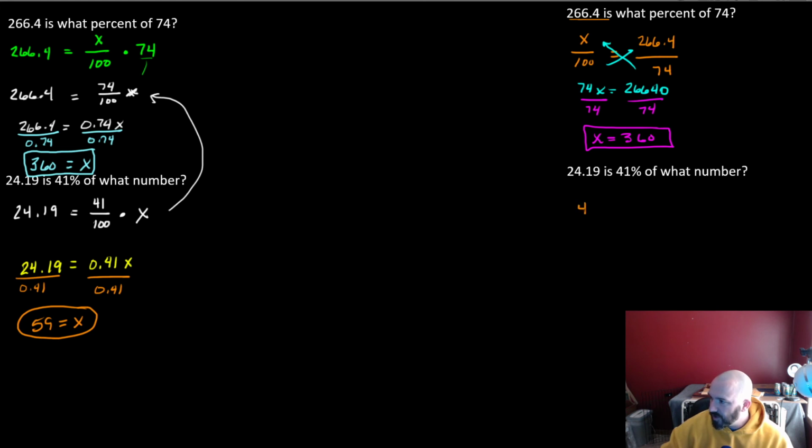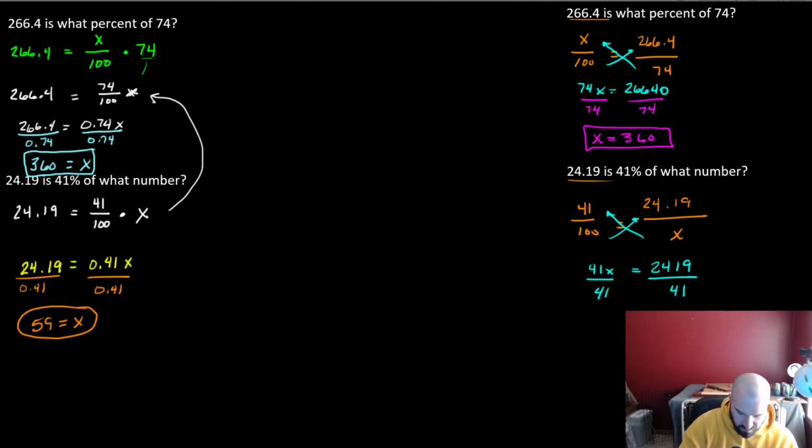So percent, so 41% equals the is, the 24.19, of what? And again, cross multiply. That's going to give us 41x is equal to 2419. Divide both sides by 41. 2419 divided by 41 is 59. x equals 59. And there you go. So two different ways to do the exact same thing. Pick the one that best fits you. It's not wrong to do either of them.